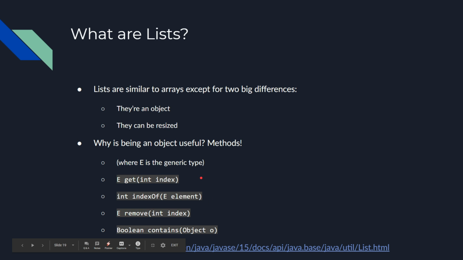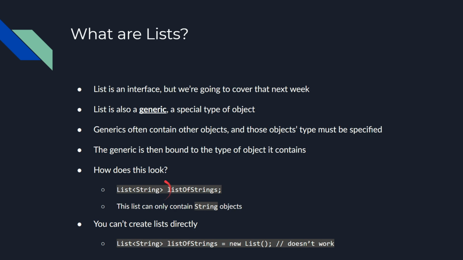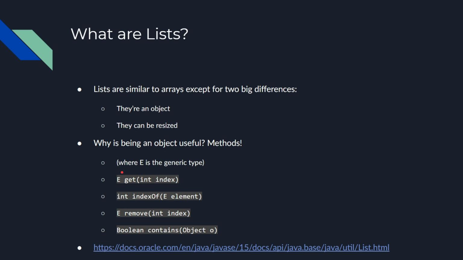And I just put a few example methods here. E is the generic type, right? Because in this example, I set the generic type as string. So in this case, it would be string get, int index, or index of string element. And these are just kind of method signatures on list objects. So a list object can get, a list object can do index of, a list object can remove, a list object can check if it contains an object. And then I put a link here to the Java reference if you want to see more.